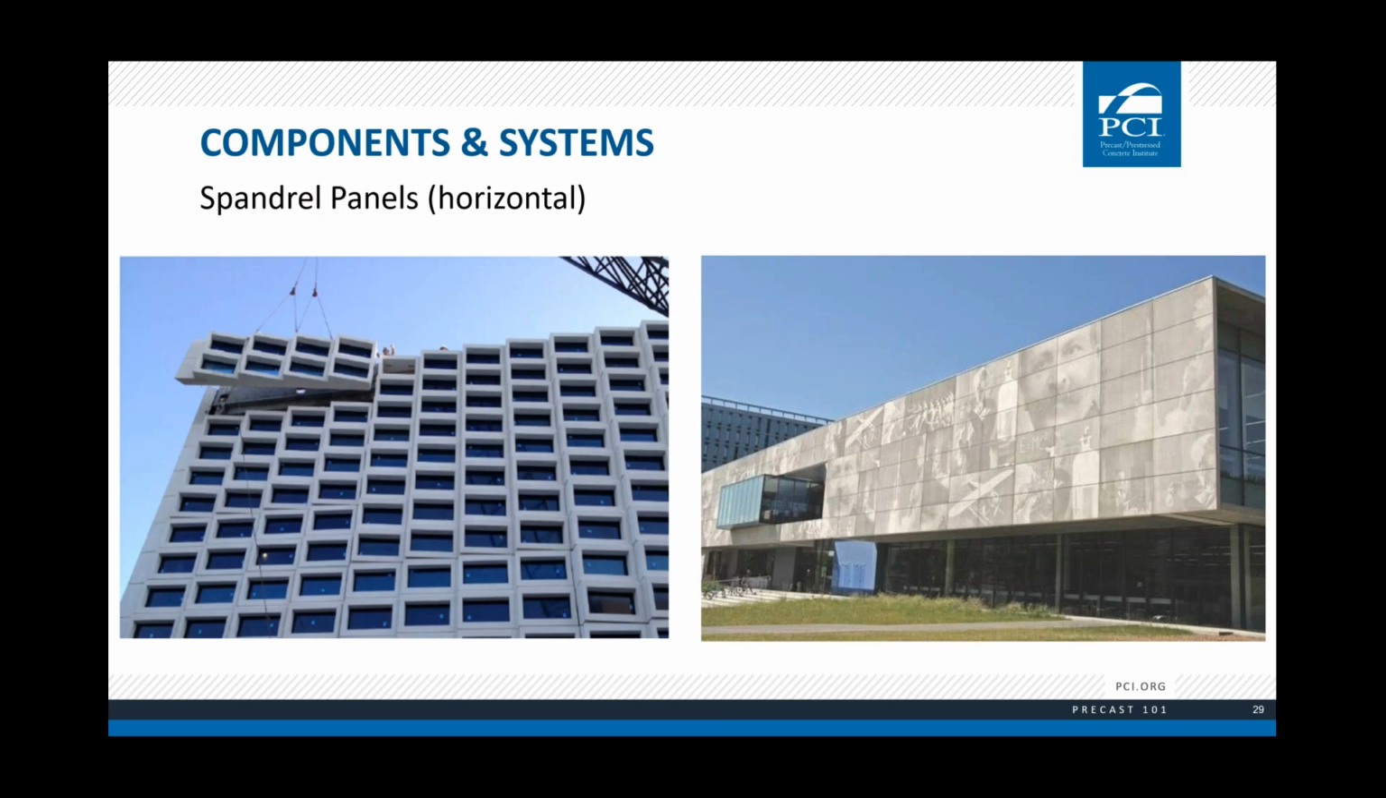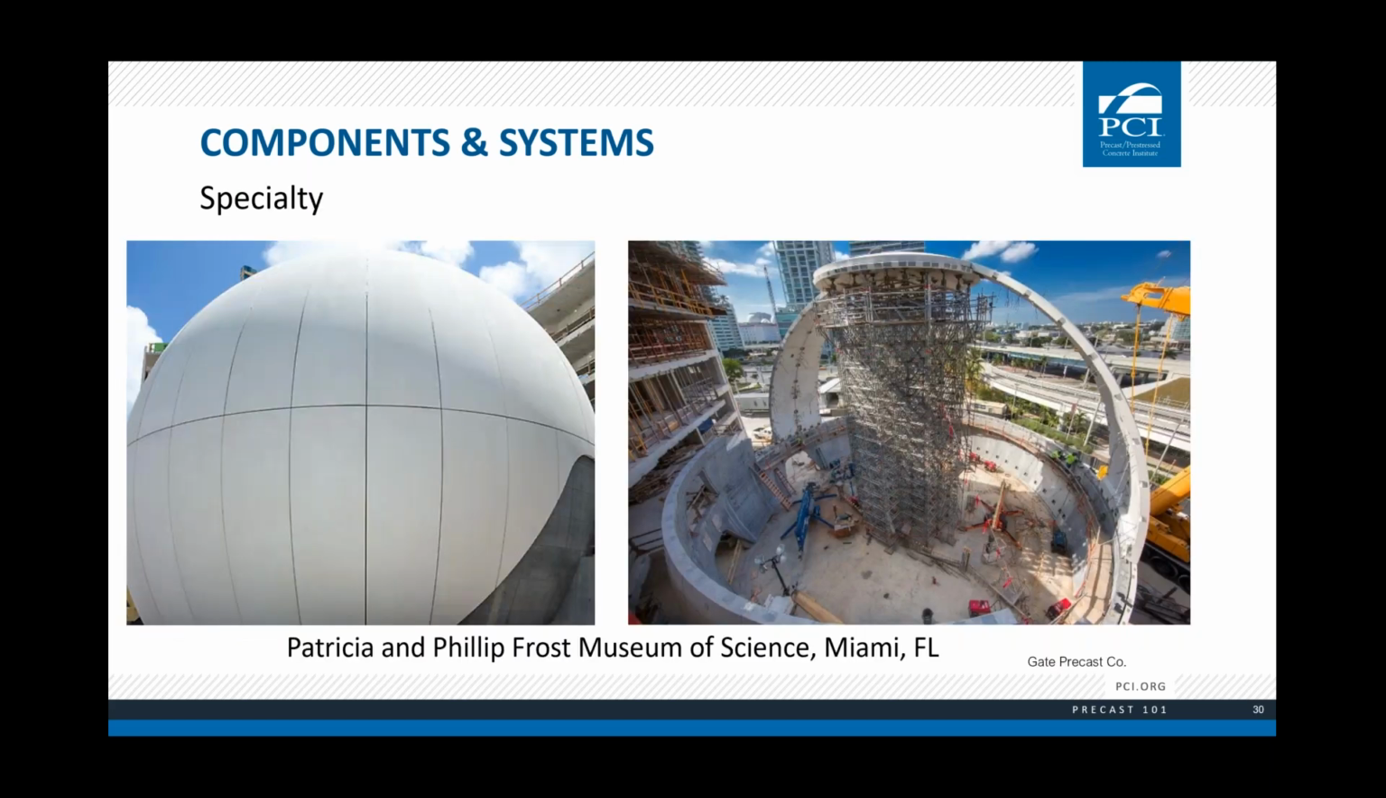Horizontal panels are typically called spandrel panels because they span from column to column. This allows the engineer to transfer the loads directly into the structural columns and reduce the load on the perimeter beams. Now, earlier I mentioned that custom forms can be constructed to justify just about any size, shape, or configuration.